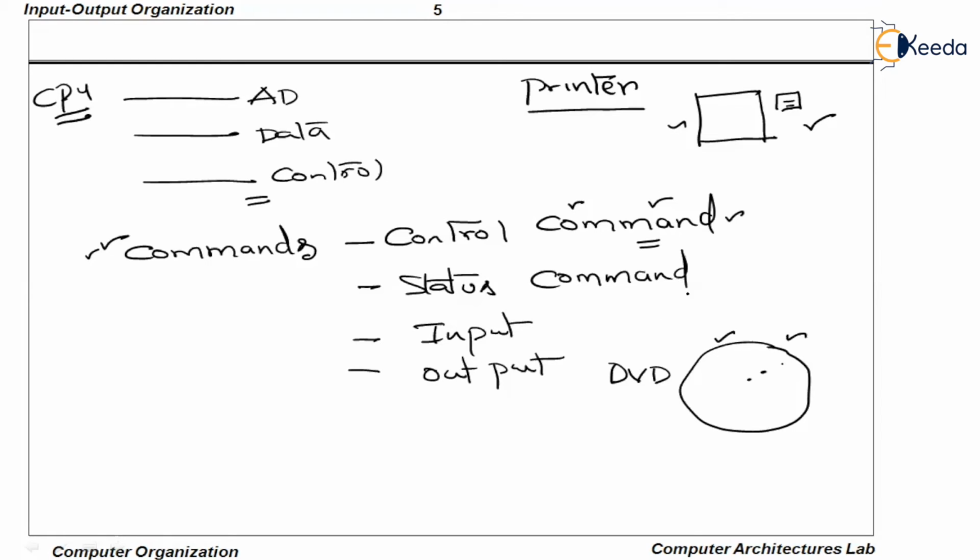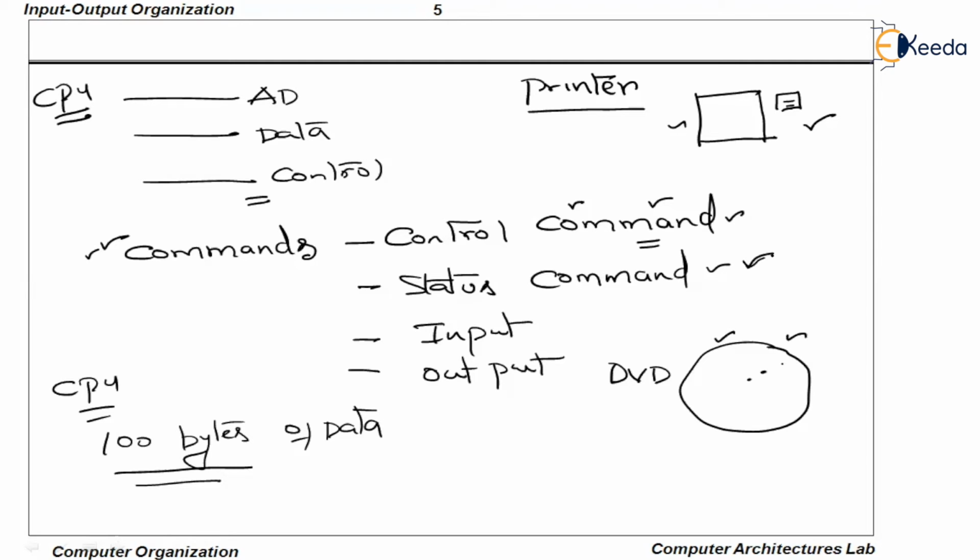Okay, the next thing is a status command. So here, let us say CPU is transferring 100 bytes of data. 100 bytes of data is being transmitted from CPU to, let us say, a DVD drive, during which there might be several possible errors. The data might not be transferred due to some errors. So in order to identify those errors, some status commands will be sent.